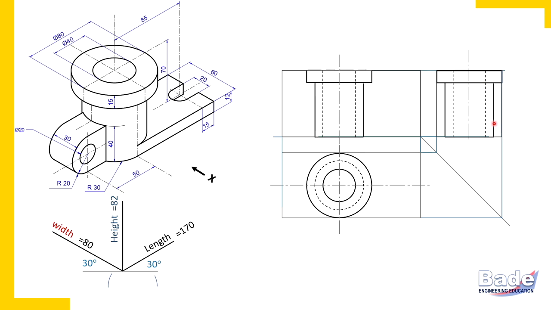Try to understand. In the last video, we drew orthographic views of that given block by checking principal surfaces and principal edges. And in this problem, here we can separate the parts of the object.